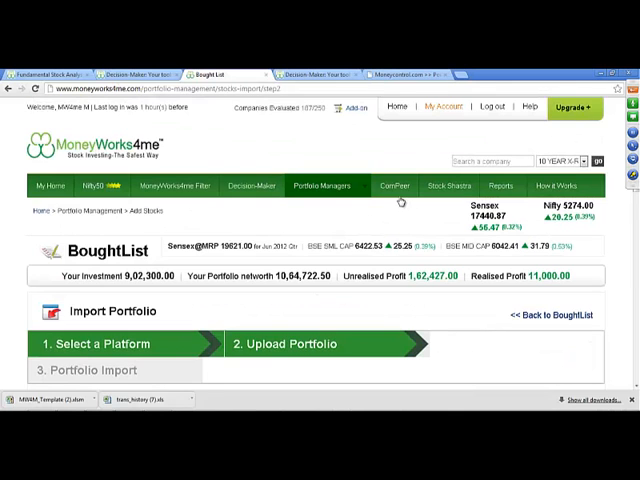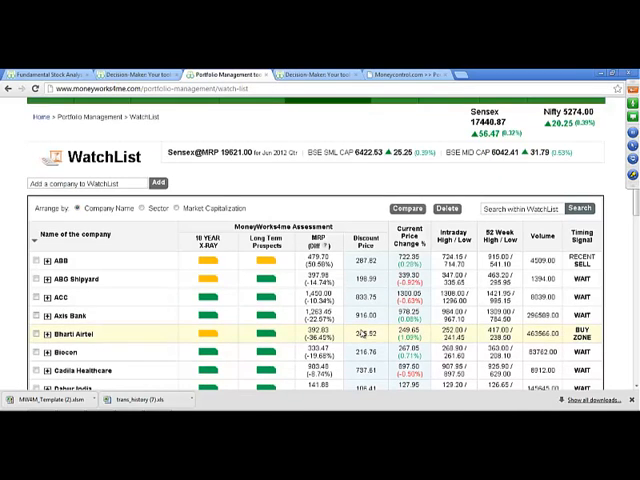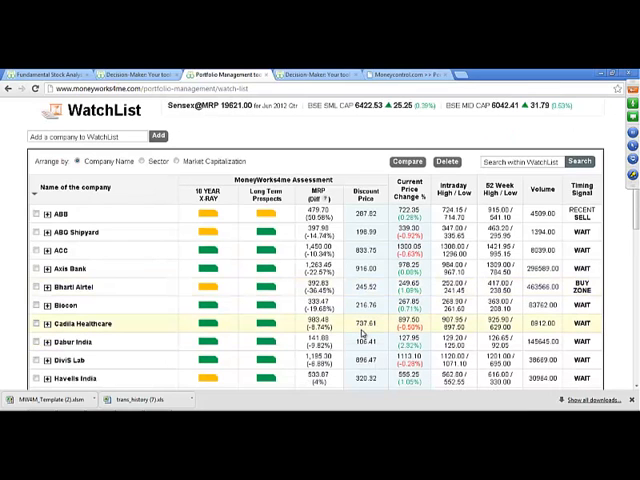So that was about the bot list. So these are some of the critical features that we have for you on Money Works for Me. We also have a watch list where you can have the stocks which you want to watch and maybe invest in going ahead when the opportunity presents itself. Okay, so whatever assessment that I saved, okay, so I had asked you to save the assessment from the 10-year X-ray and the long-term prospects will appear here, okay, as well as the MRP that you can see here.